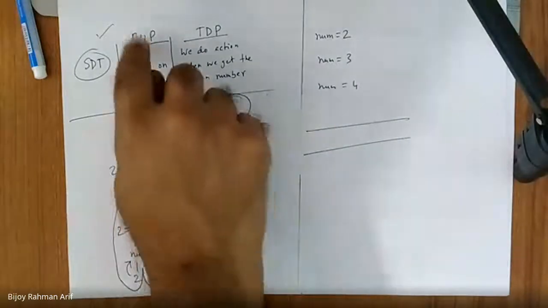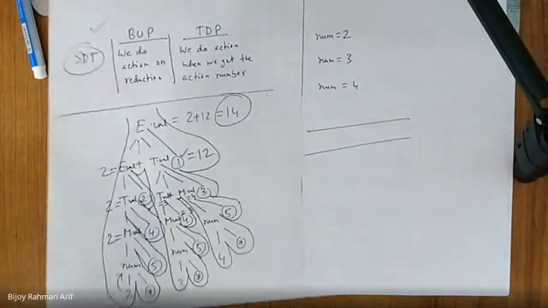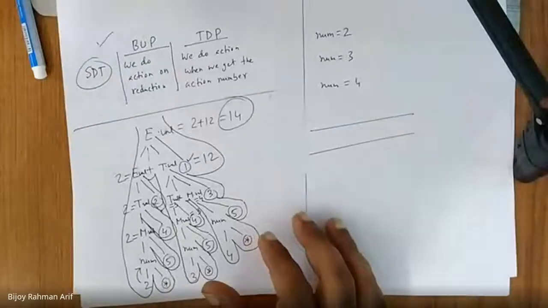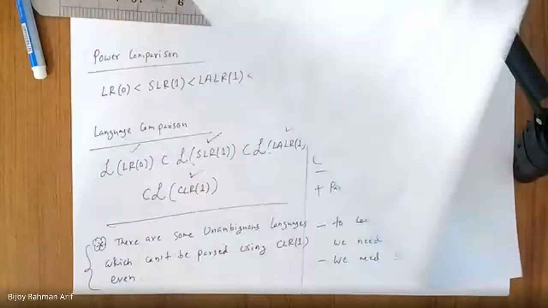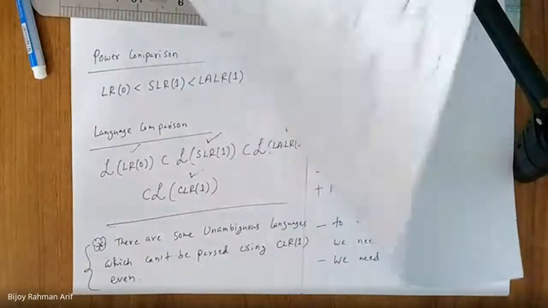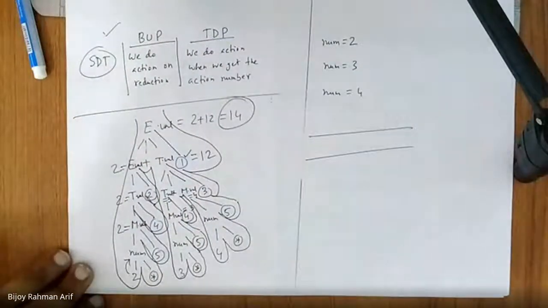I got it. Yes. Okay, thank you very much. So that is the difference between bottom-up and top-down SDT. So which one is better? Which one is faster? Definitely bottom-up parsing SDT is faster, because we are creating the parse tree and also performing the SDT. On the other hand, in top-down parsing, we first have to create the parse tree, then perform the action.